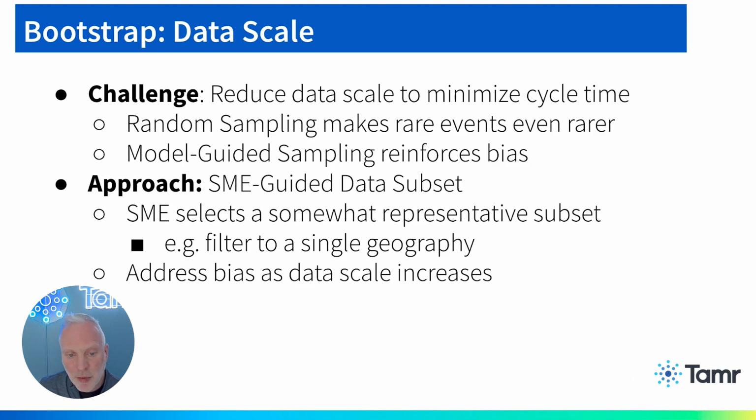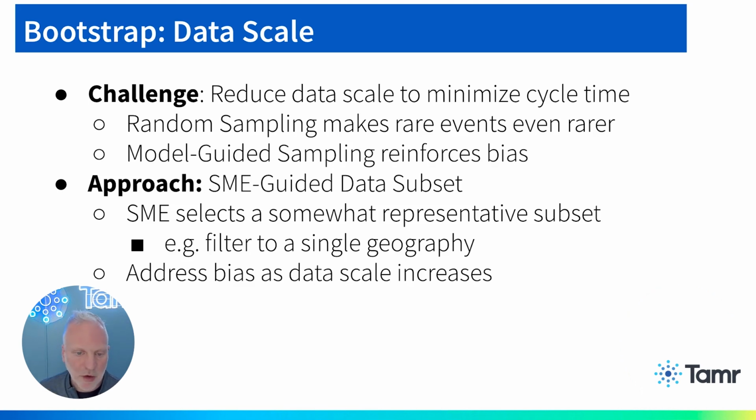On the other hand, model-guided sampling, using information from the model to try to filter down to a subset of the data that is likely to have matches, tends to reinforce whatever bias is in that model. So we don't really want to use either of those approaches, but we need to reduce the data scale somehow. The approach that we've taken is to work with the subject matter expert to find a data subset based on some other criterion in the data.